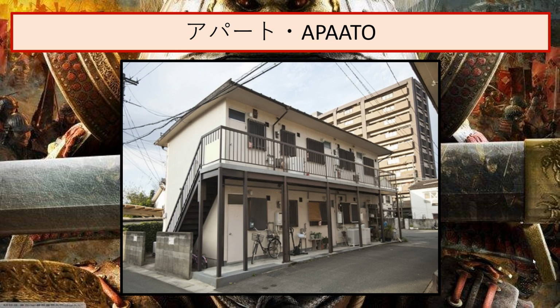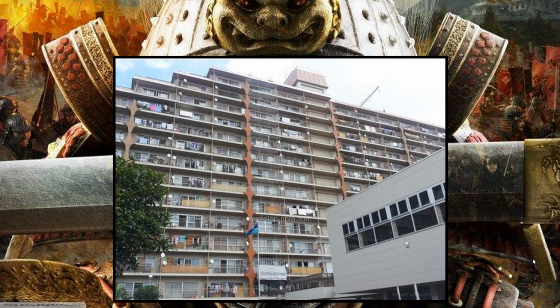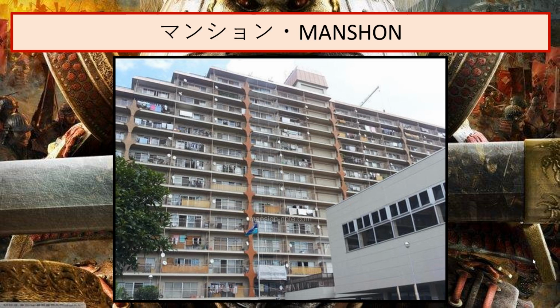So apato is of course a foreign word, so it has to be written in katakana. I would like you to write the katakana. We won't be using it, but it might be helpful for you in the future. So アパート。次。はい、これはマンションです。マンション。And this is what we call a fake friend.